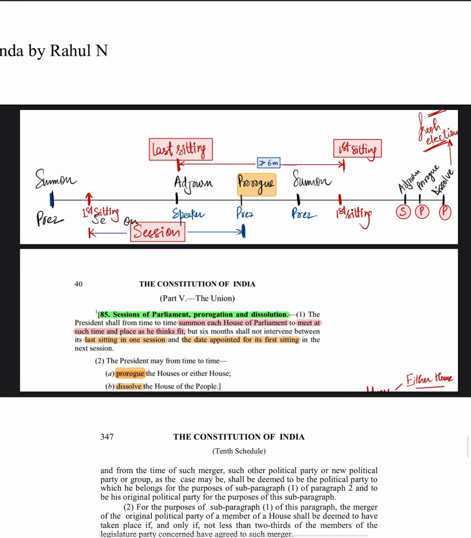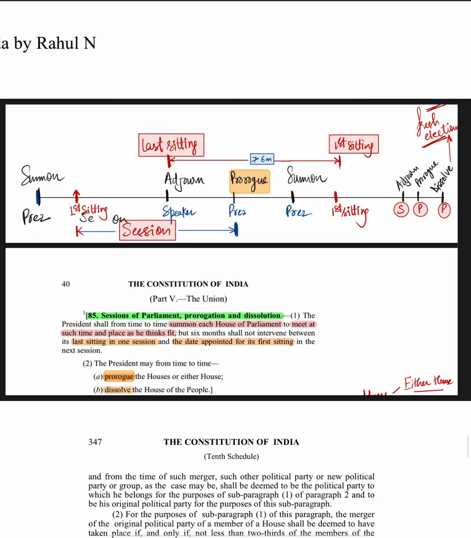Let me explain. See how the cycle works. President adjournment and all. See, the summon करेगा सबसे पहले पार्लियामेंट को president. Then after some time the first sitting will happen. Then session is on. अब session start हो गया इधर से first sitting से. So session does not start from the day of summoning. Session will start from the first sitting of the house. Then in meanwhile कुछ हल्ला हो गया, कुछ fight हो गया, कुछ dispute हो गए, conflict हो गया, then adjournment can be done by the speaker.